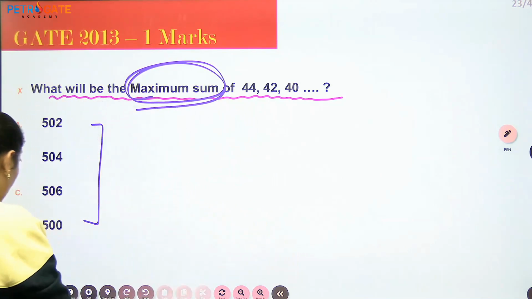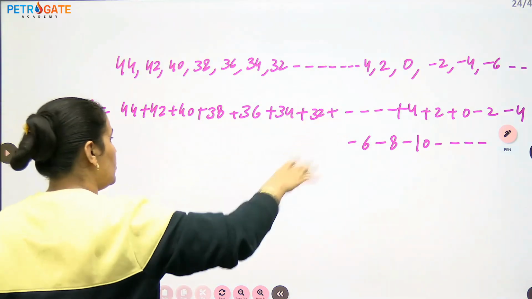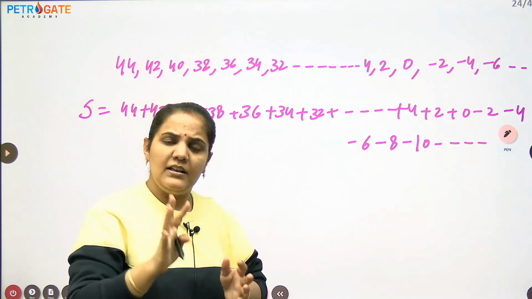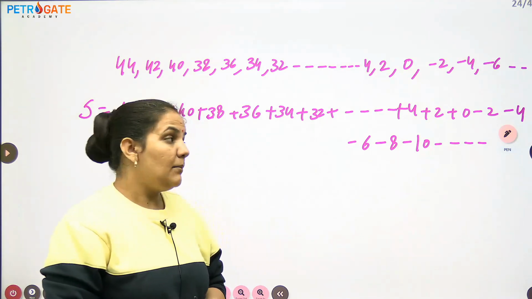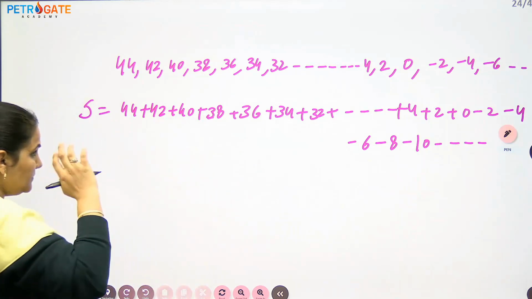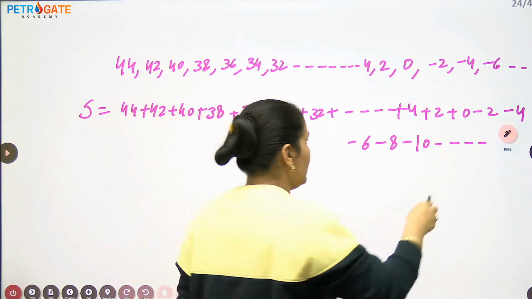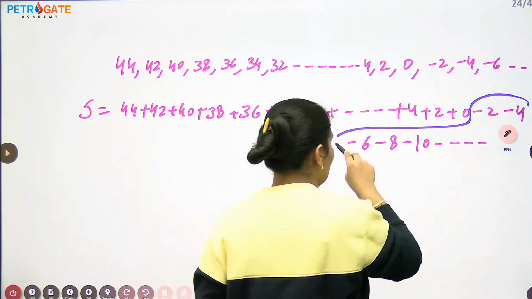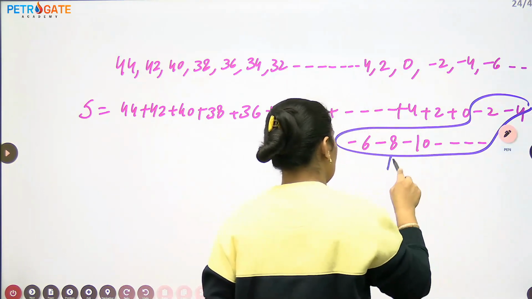If we have to find the sum only, then we will approach it with the help of the formula. But here we have to find the maximum sum. So how will we deal with it? We will not consider the negative terms. It should be clear in your mind.